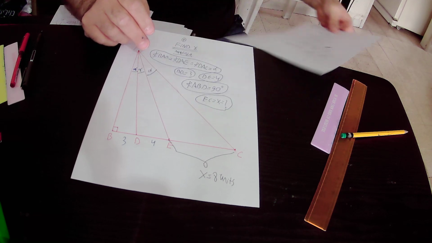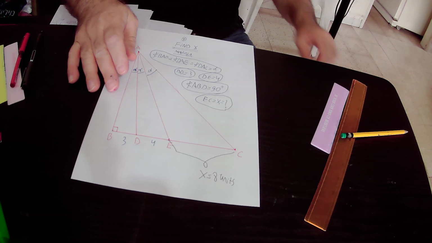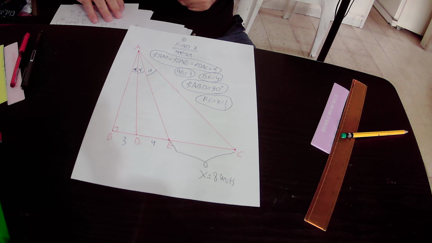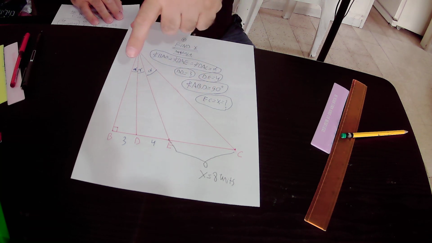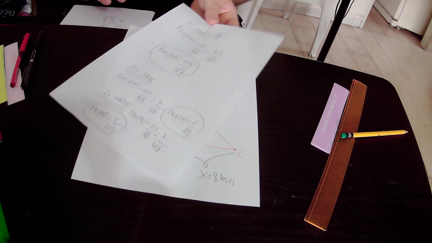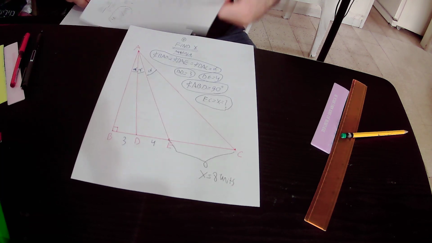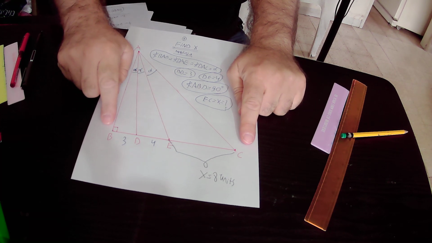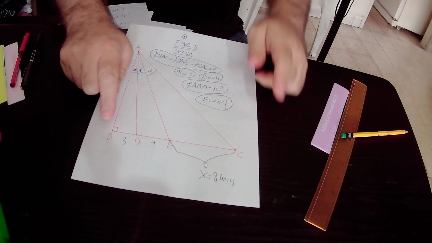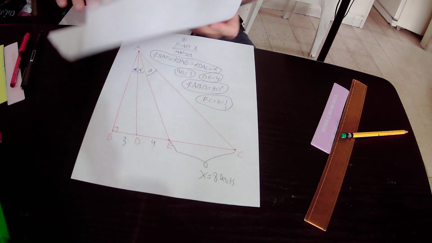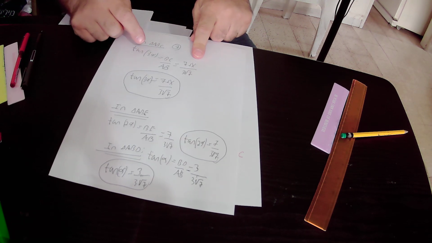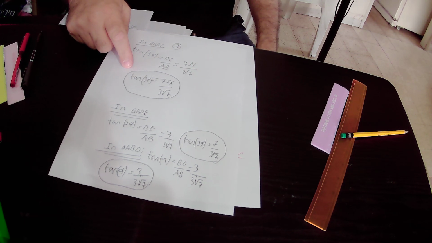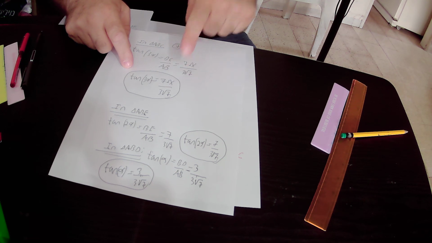Then we focus on the right triangle ABC. In the right triangle ABC, tangent 3 alpha equals BC over AB. What is the value of BC? BC equals 3 plus 4 plus x, that is to say, BC equals 7 plus x, and we have already found that AB equals 3 times root 7. So in total, tangent 3 alpha equals 7 plus x over 3 times root 7.